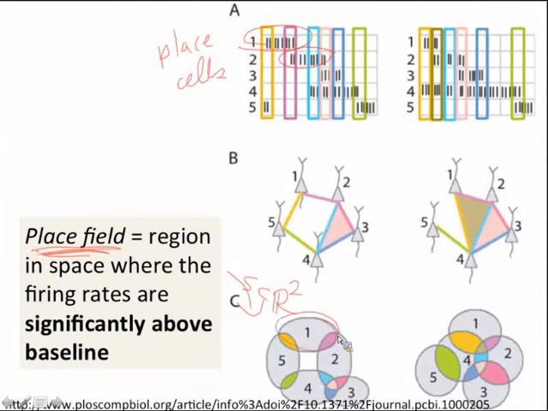So this would be the place field for place cell 1. So this region here, whenever the mouse is in this region, wherever it is, then cell 1 will be firing above some baseline.